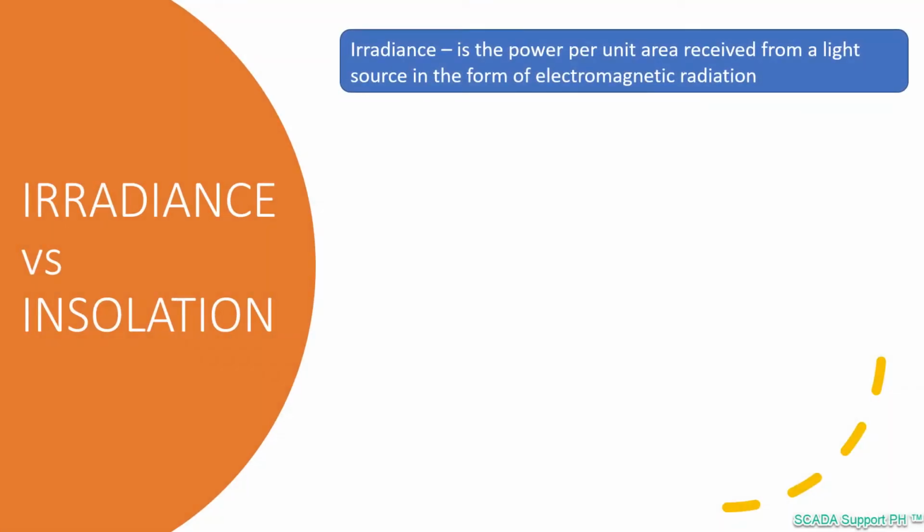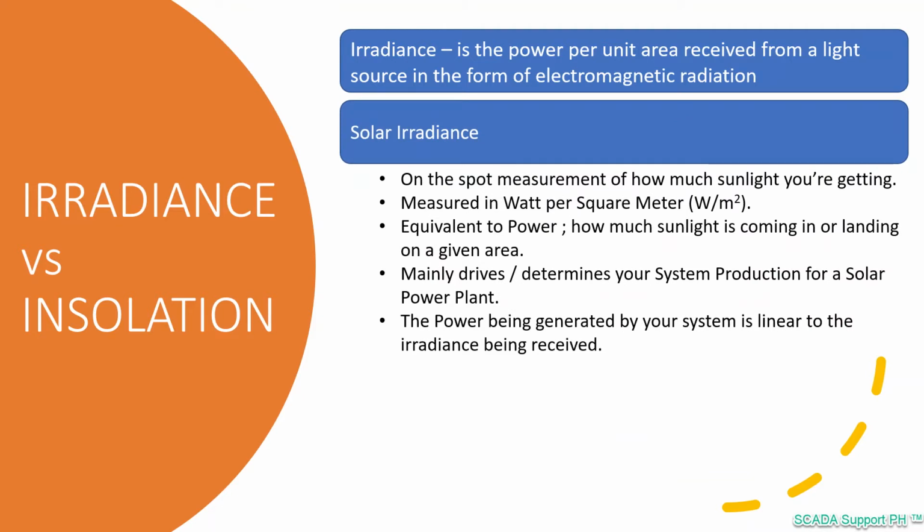Let's step back a bit and discuss briefly the concept of irradiance and insolation, which are common terminologies being used in the solar industry, especially when it comes to your PV system performance calculations. Irradiance is the instantaneous measurement of the amount of sunlight you're getting on a specific area. This is equivalent to power. The unit of measure is watts per meter squared. Irradiance determines, or is linear to, the power being generated by your PV system.